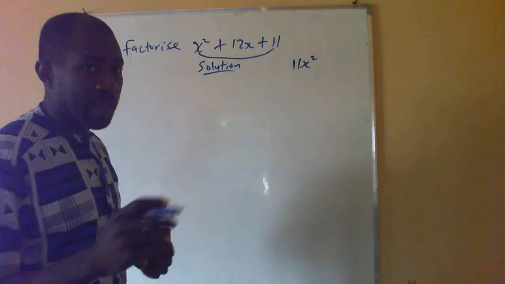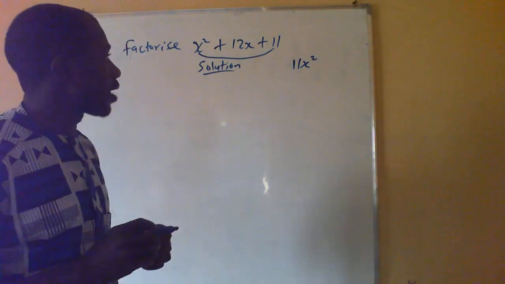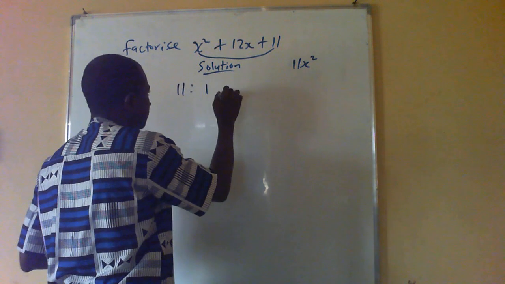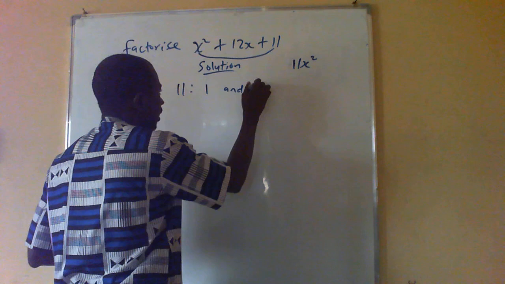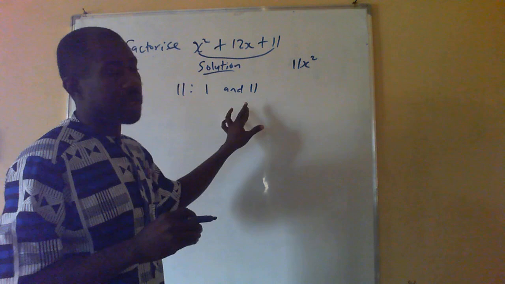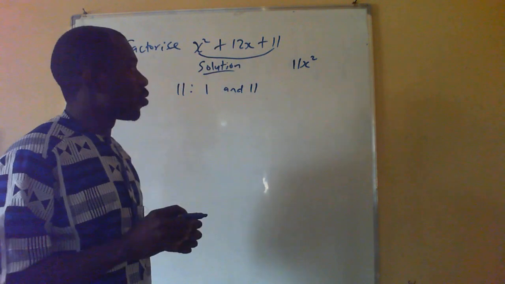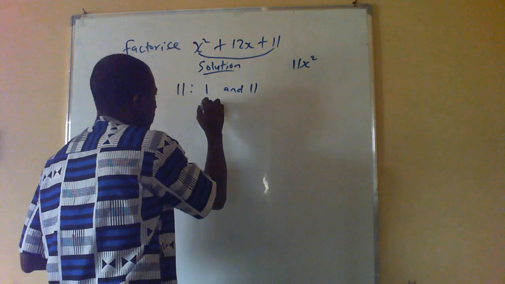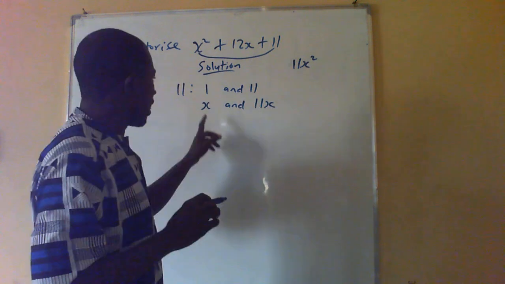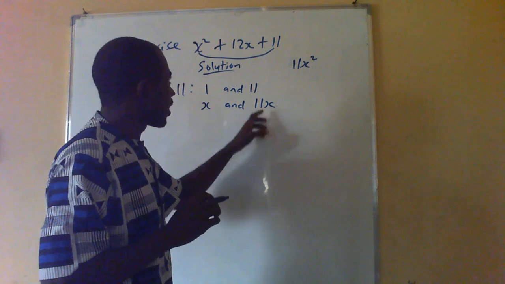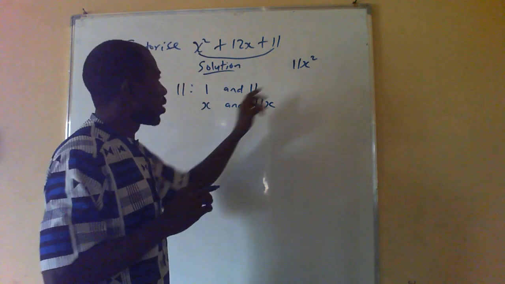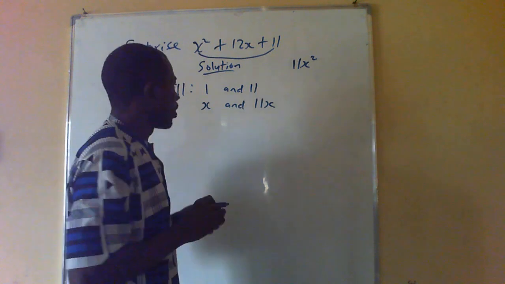So another thing we'll do, let us find the factors of 11. The factors of 11 are 1 and what? 11. 1 and 11 are the factors of 11. If we add them together, we'll get 12. If we multiply them together, we'll get 11. So we introduce x now. We'll write x and 11x. Again, x plus 11x gives 12x. But if we multiply x and 11x, we'll get 11x squared. So now these two will be the best ones.